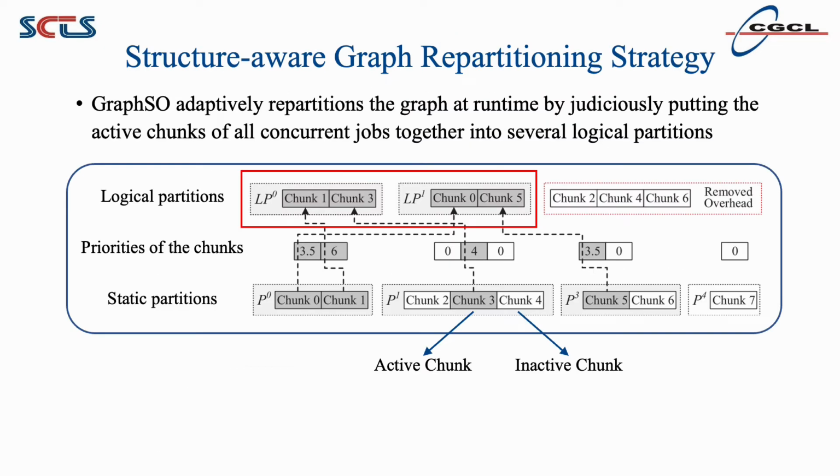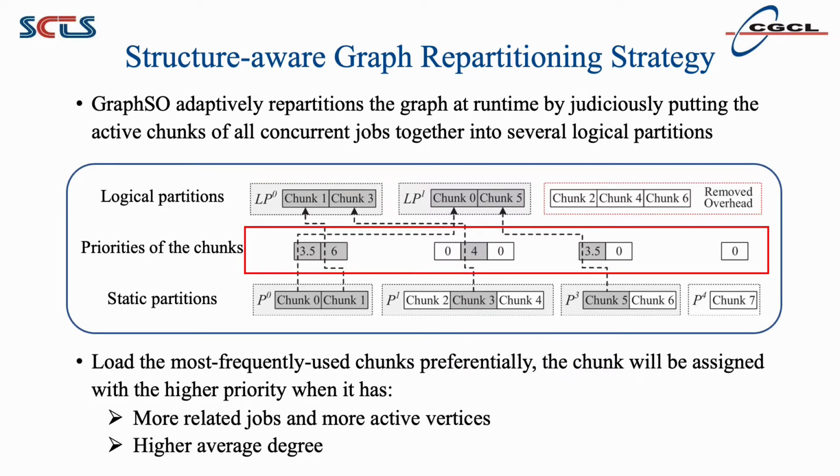Now, I will talk about the structure-aware graph repartitioning strategy. During the execution, GraphSO will dynamically identify the active chunks for different concurrent jobs, and based on this collected information, GraphSO adaptively repartitions the underlying graph by putting the active chunks of all concurrent jobs together into several logical partitions. By such means, the graph repartitioning cost is amortized by these concurrent jobs, and these jobs only need to maintain a single copy of the same underlying graph in the memory and the last level cache.